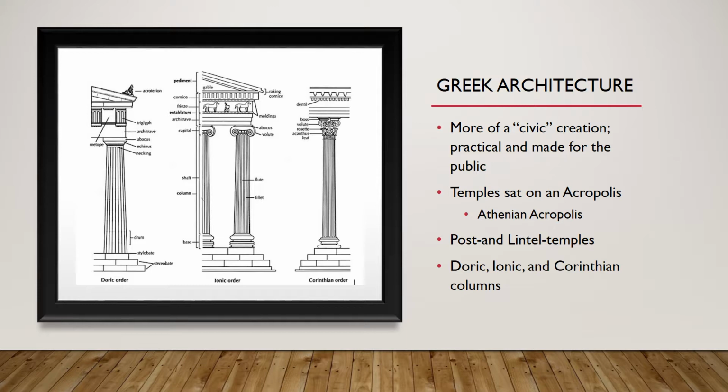And Corinthian, which is most favored by the Romans and was used probably the least by the Greeks, was more intricate and more sophisticated and complicated, and was also kind of the prettiest of the three.